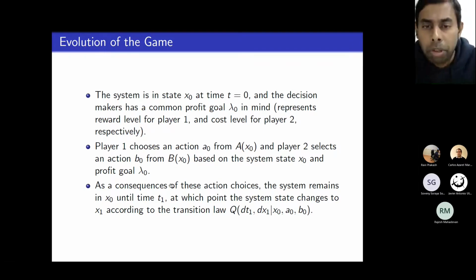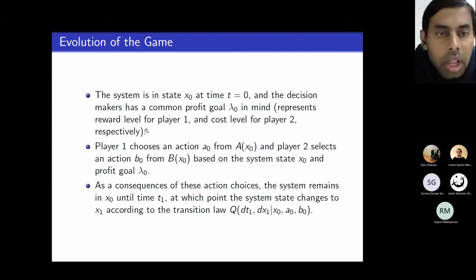Now the evolution of the game. I was telling this very briefly before, so let me tell it in full detail how the process actually evolves. If the system is in state x0 at time t equal to 0, and the decision makers have a common profit goal lambda naught in mind. Probability criterion means that player 1 is trying to maximize the probability that his or her reward will exceed this profit threshold lambda naught, and player 2 is trying to minimize that probability. So initially both players fix a common profit goal, which we call lambda naught because it is at time 0. This represents the reward level for player 1 and the cost level for player 2.